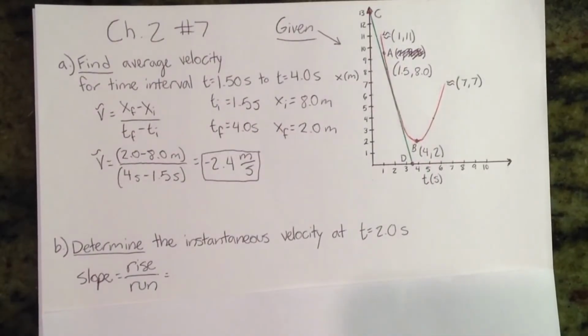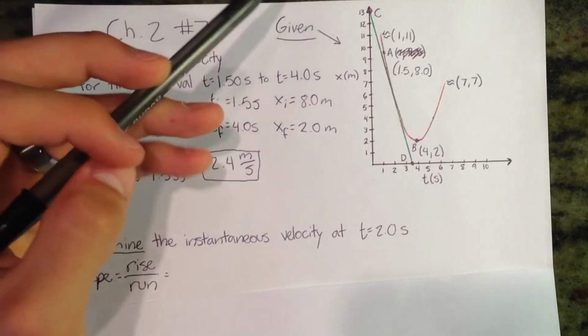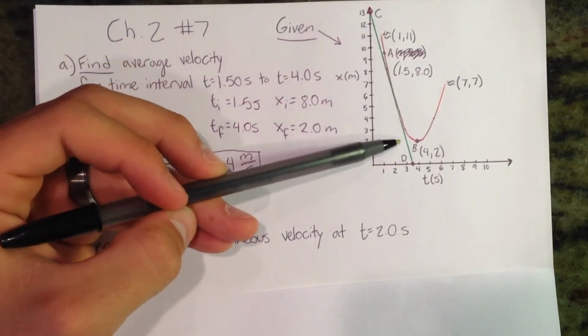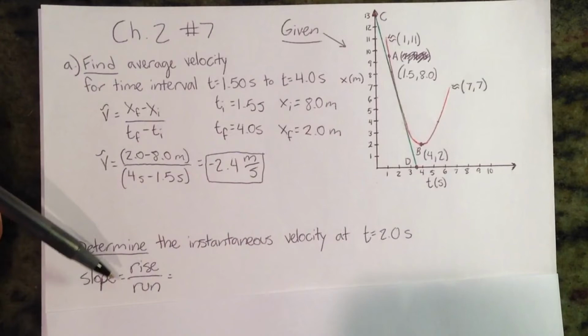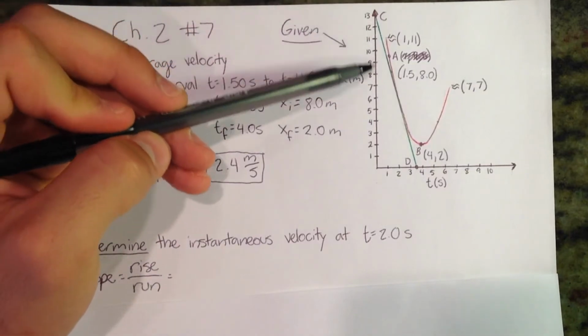Okay, for part B, it says to determine the instantaneous velocity at t equals 2 seconds by measuring the slope of the tangent line shown in the graph. And that is this green line right here. And we're going to be using the slope formula, rise over run. And our rise is actually negative because it's going down.